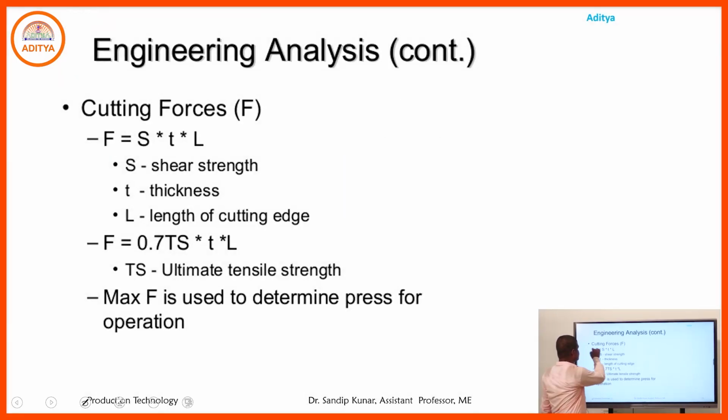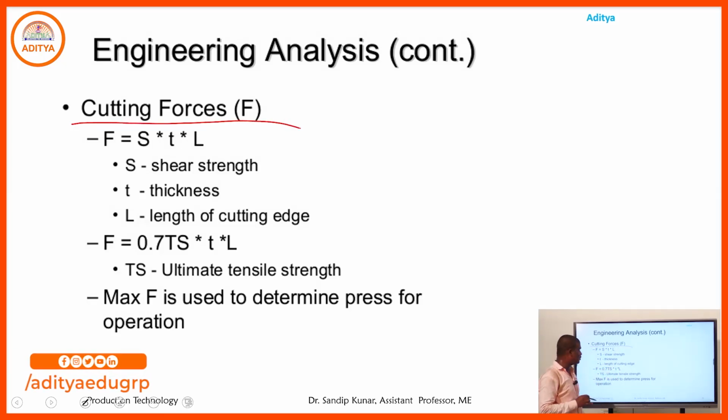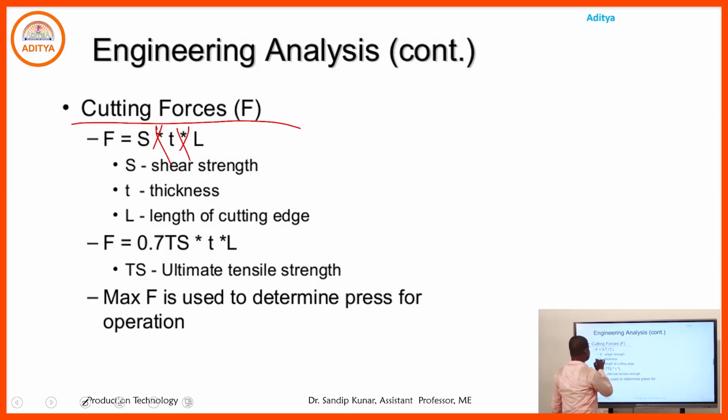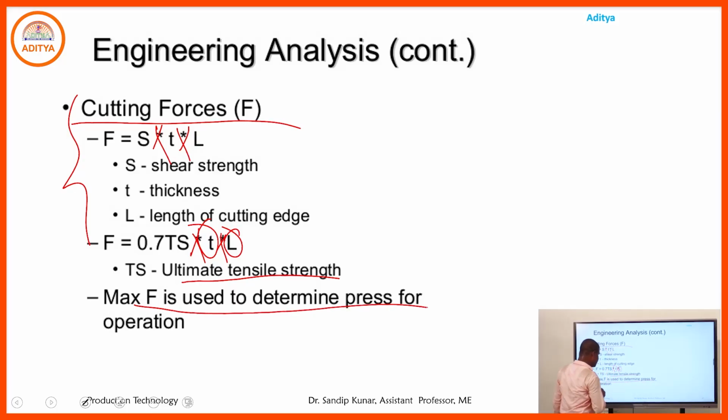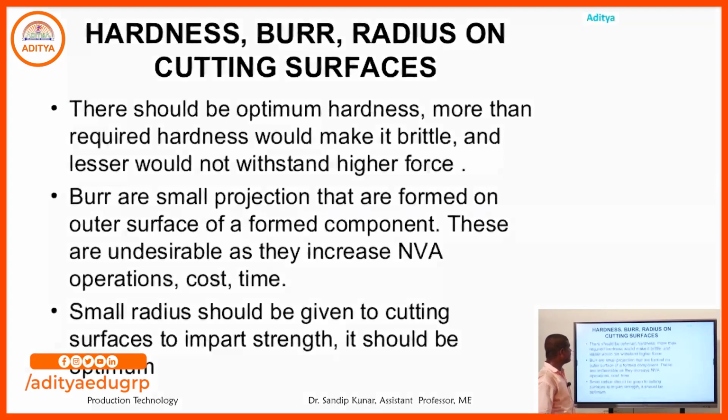Engineering analysis, cutting force. What will be the cutting force? F equals S, the shear strength, into T, the thickness of that particular sheet, into L, the length of the cutting edge, that is the cutting force. Again F equals 0.7 S, where S means ultimate tensile strength, and T is the thickness of that particular material, and L is the length of the cutting edge. So maximum F is used to determine press for operation. Those are some engineering analyses of the cutting force. Using that formula we calculate the cutting force.